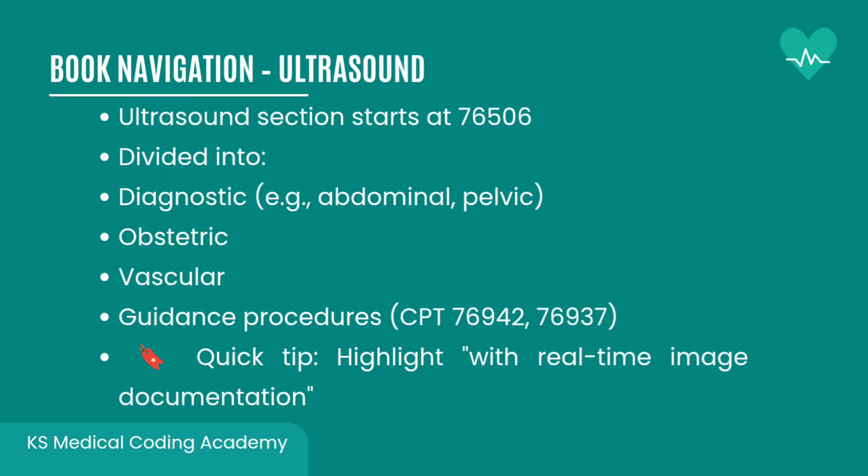Book navigation. Ultrasound. In your CPT book, the ultrasound section begins around 76506. Use colored tabs to mark obstetric versus non-obstetric codes, vascular studies, and guidance codes like 76942 and 76937. Highlight any parenthetical notes about required primary codes.